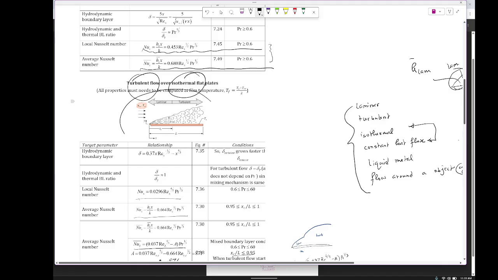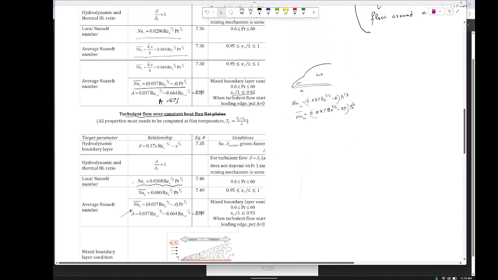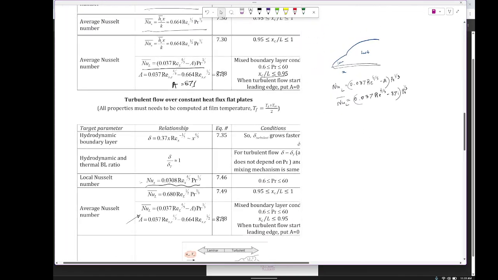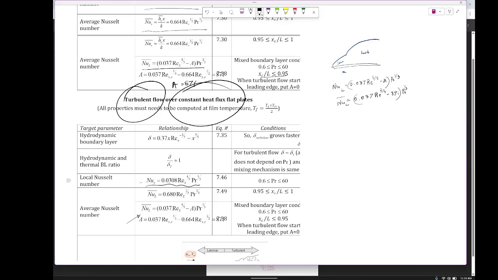Now I do have that thing and this film temperature. I'll talk about it more, but for now, focus on this. This table, what is the title? Turbulent constant heat flux, right? All right, now that you have those 4 tables, everybody understand those 4 tables. Now I'll focus on these 2 tables, right?